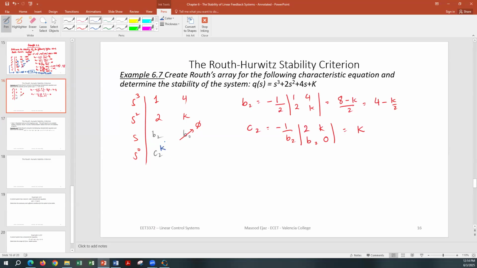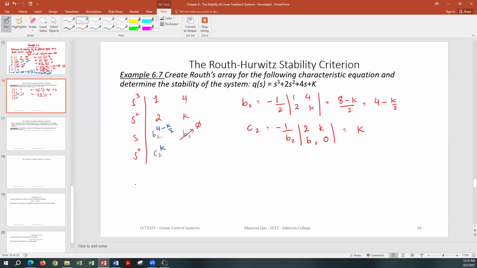So that's K, and that's (4 minus K) over 2. Now the goal is to find the range of K for which the system is going to be stable. To have a stable system, we know that the first column of the Routh-Hurwitz array must be all positive in this case. That means (4 minus K) over 2 should be positive, and K should be positive as well. The first two values should be positive.